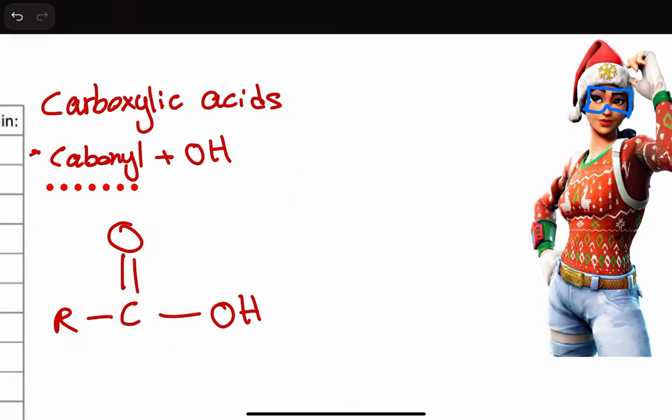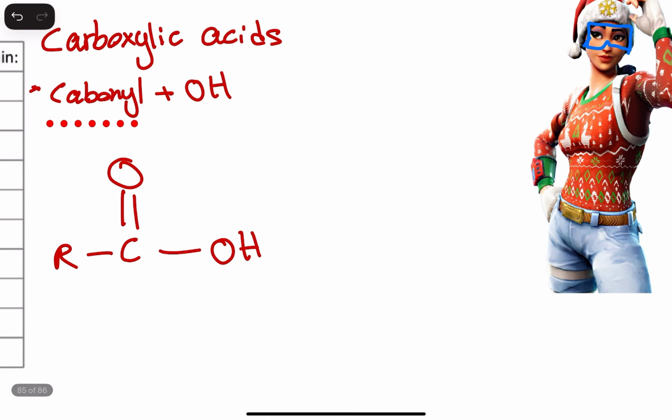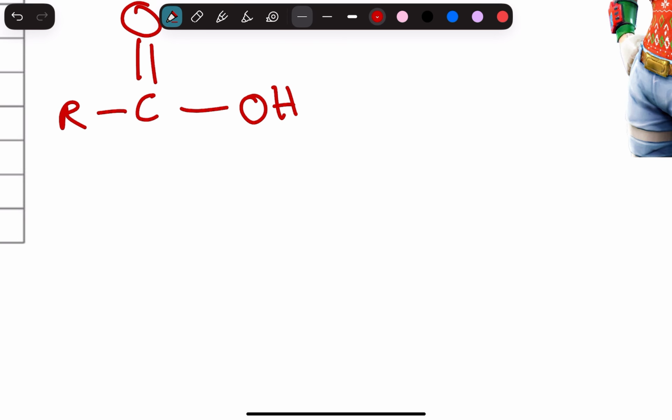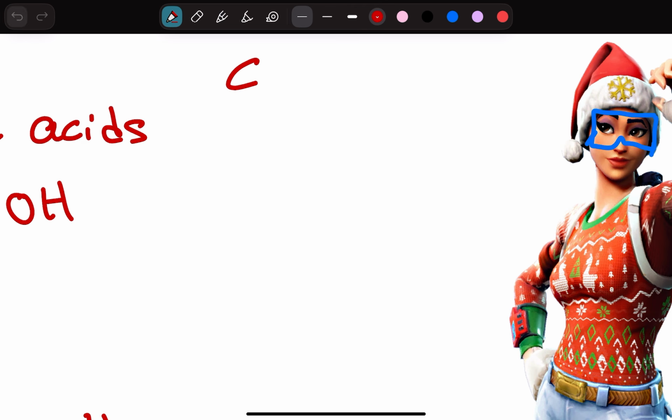So how do we go about naming it? We want to identify the longest carbon chain, and then we replace the E with -oic acid. And so, by the way, I'm not going over common names because those are kind of their own thing. We're just going over IUPAC names. So we're gonna do our little example here. So let's say we have something like this. Let's do it up here. Different color, CH3 with C.